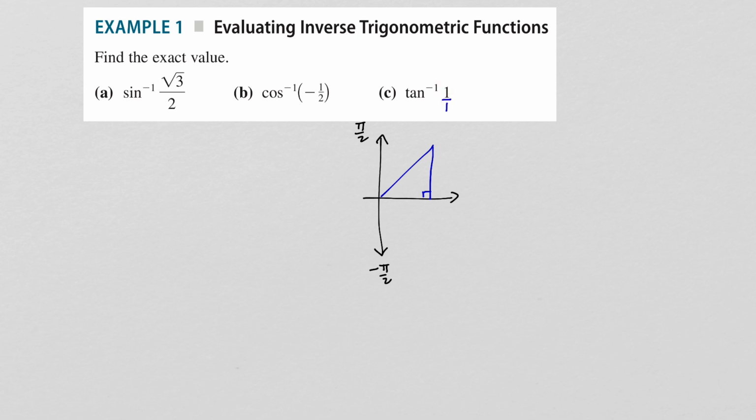So tangent is defined to be y over x. So both of these sides here would be 1, and that means the hypotenuse here would be radical 2. And of course, this happens when you have a 45-degree angle. So the answer here would be 45 degrees, or the radian equivalent, which would be pi over 4.